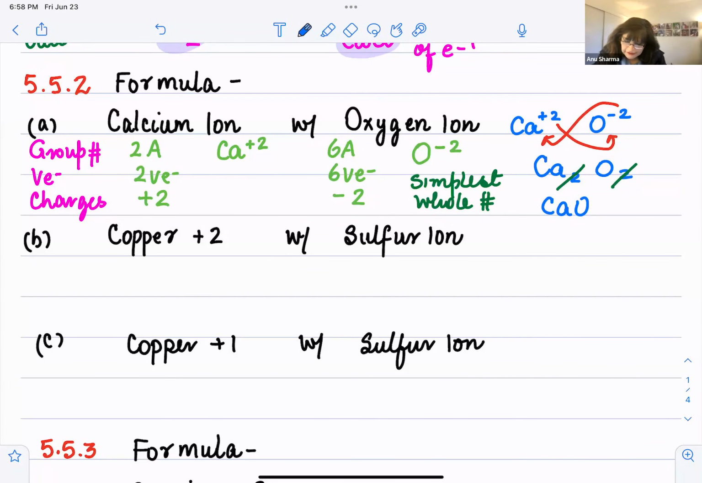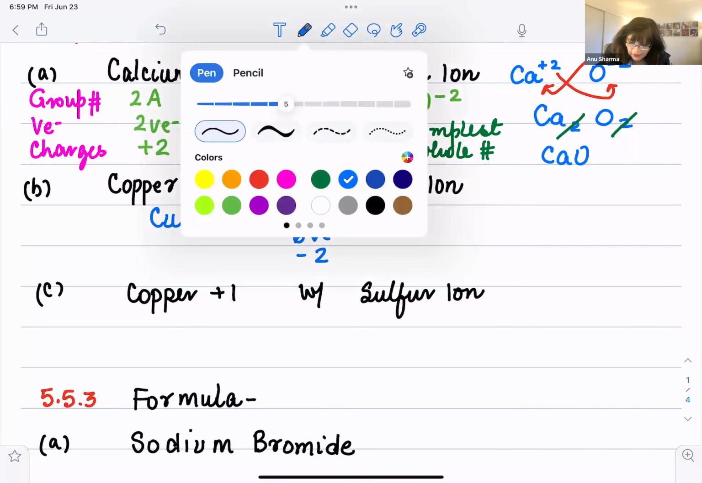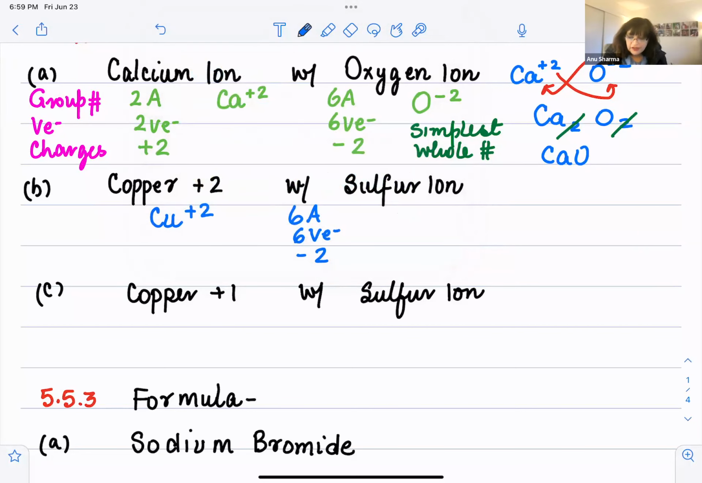Okay. Next is copper 2 and sulfur ion. Now copper with +2 charge. Remember, copper can be cuprous and cupric. Anyway, same thing, if they have given you +2, then just put +2 here. Now sulfur. Sulfur is in group 6A. It has got 6 valence electrons and the charge is -2. So this is something you have to memorize, and all this has been given in the lectures. Okay, so sulfur now has -2.